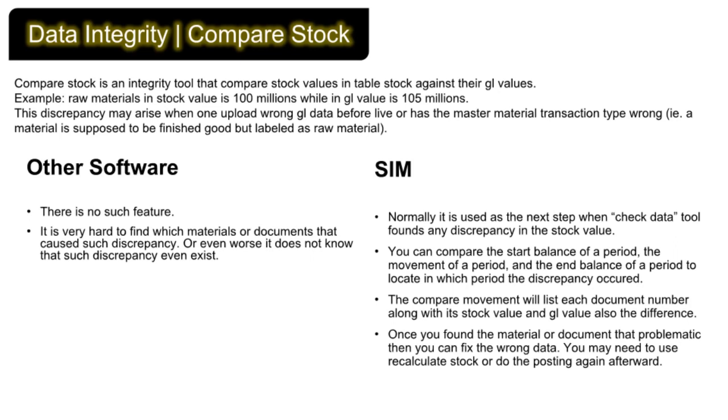You can compare the start balance of a period, the movement of a period, and the end balance of a period to locate in which period the discrepancy occurred. The compare movement will list each document number along with its stock value and GL value, also the difference. Once you found the material or document that problematic, then you can fix the wrong data. You may need to use recalculate stock or do the posting again afterward.